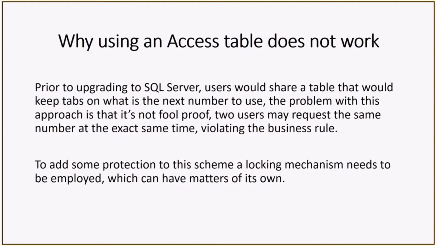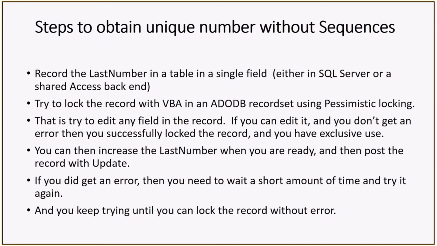Now, to add some protection to this scheme, a locking mechanism needs to be employed, which can have matters of its own. These are the steps you would normally use to obtain a unique number without sequences and using locking. You would record the last number in a table in a single field, either in a SQL Server table or a shared access backend, and you would try to lock the record with VBA in an ADODB record set using pessimistic locking. That is, you try to edit any field in the record.